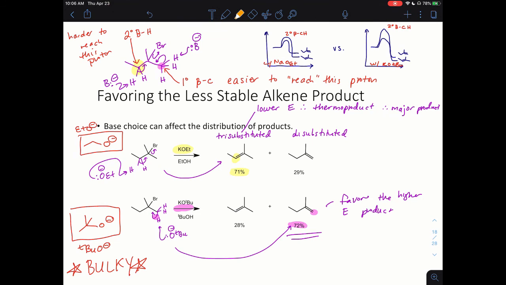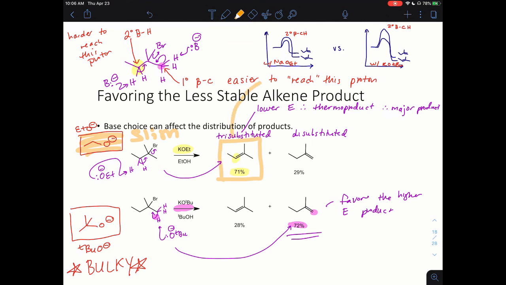So deprotonating at this secondary beta carbon, so this one here, it does lead to the more substituted product, but it's harder to reach that proton because it's secondary and you've got to get in there around that methyl group and deprotonate. So for ethoxide, that's no problem. We can call ethoxide slim. It can get in there and deprotonate it and make the lower energy product.